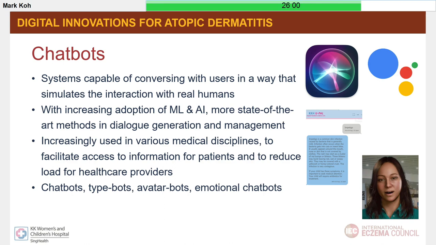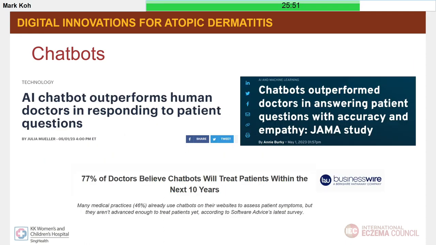So now, with increasing adoption of machine learning and AI, chatbots are developing, and I'm sure a lot of your hospitals already have it. So make use of it. There are chatbots, type bots, avatar bots, really a lot of bots out there. And you can see a lot of information now that patients actually prefer sometimes talking to chatbots rather than doctors.